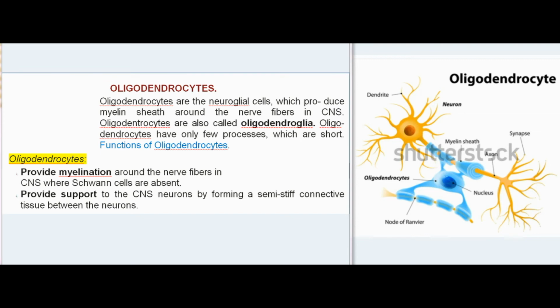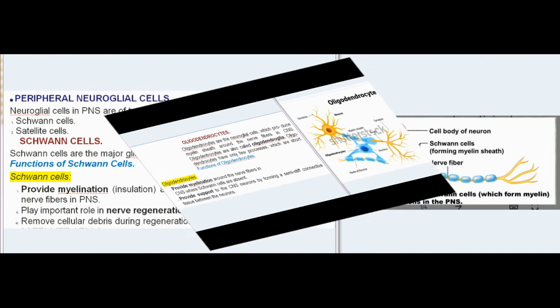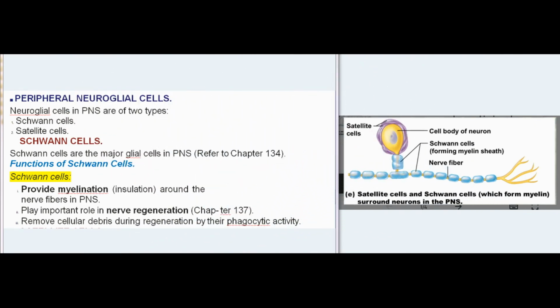Oligodendrocytes provide myelination around the nerve fibers in CNS where Schwann cells are absent. Provide support to the CNS neurons by forming a semi-stiff connective tissue between the neurons. Peripheral neuroglial cells. Neuroglial cells in PNS are of two types: Schwann cells and satellite cells. Schwann cells. Schwann cells are the major glial cells in PNS, refer to Chapter 134.